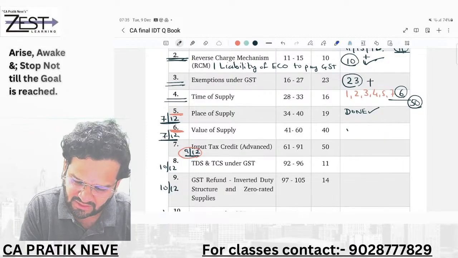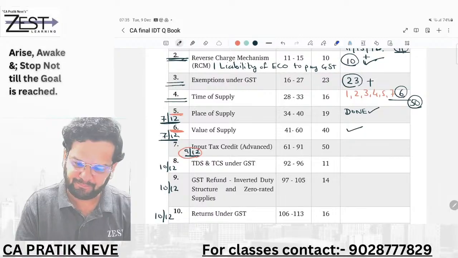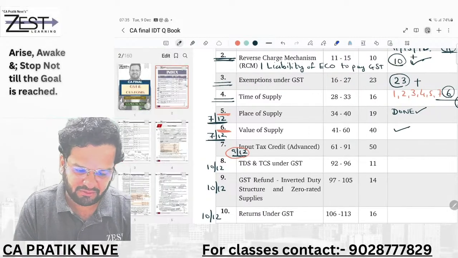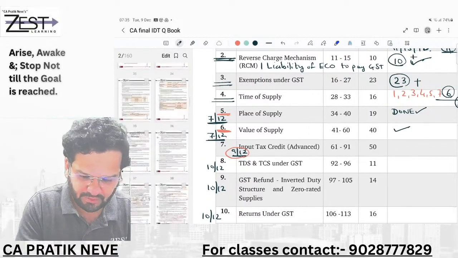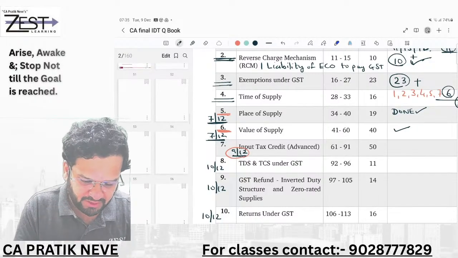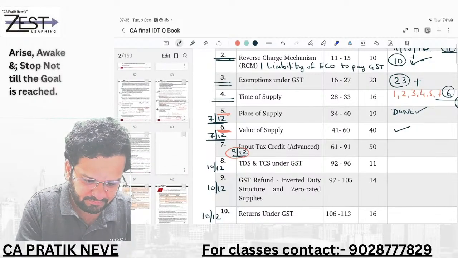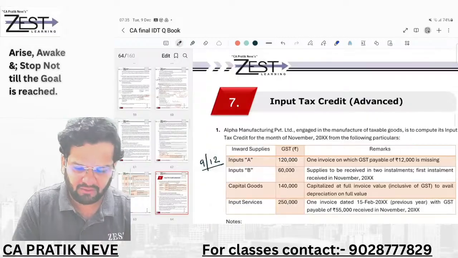Okay, let us start. So jumping to approximately pages 61.